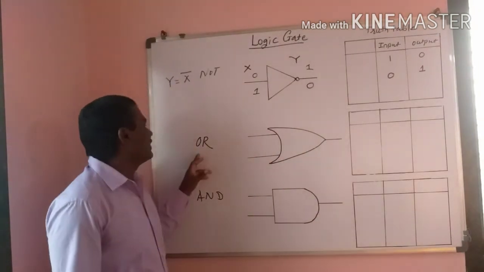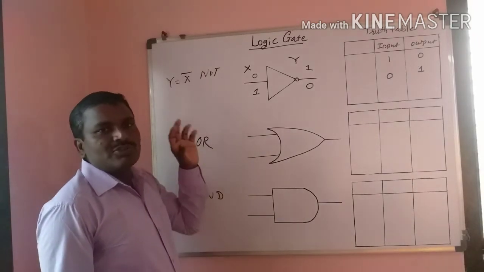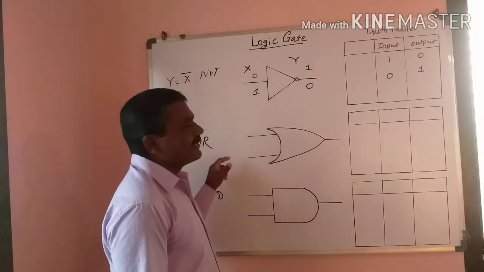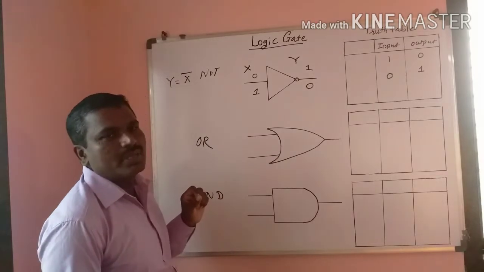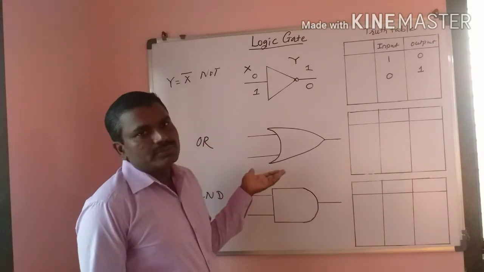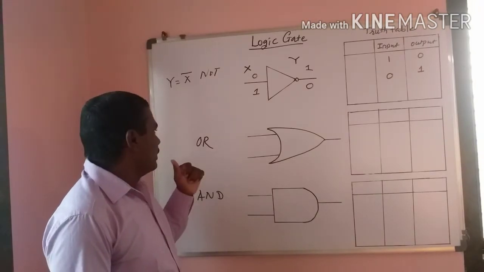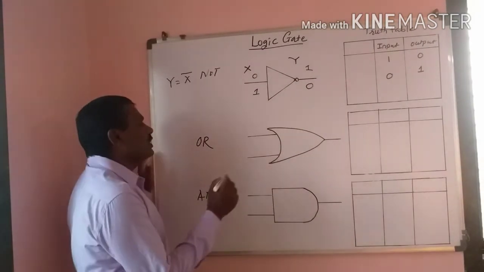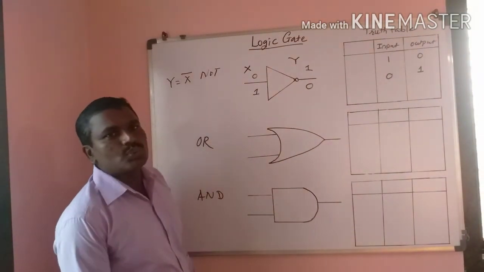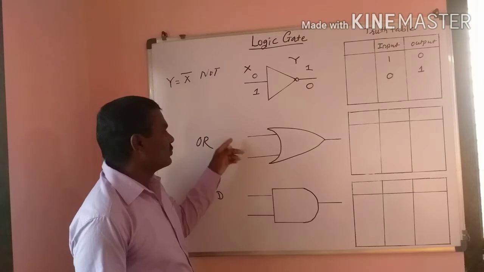Now we can see the next gate, that is the OR gate. It is also called a logical addition gate. It has more than one input but only one output. Here we use 2 inputs, and when we consider the combination of those 2 input signals, we should get 4 conditions.